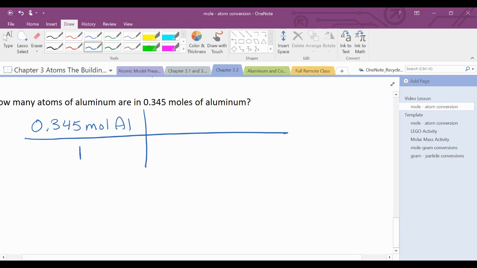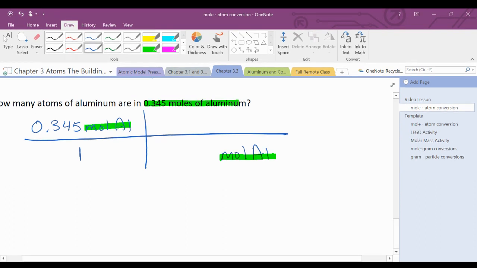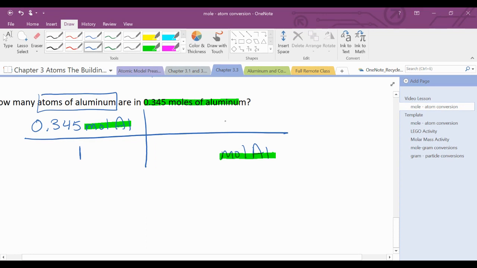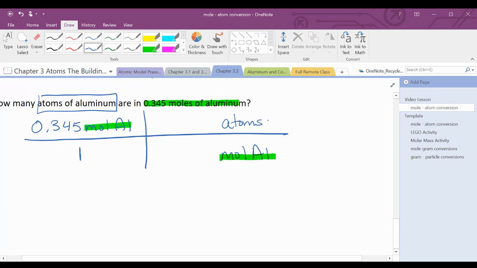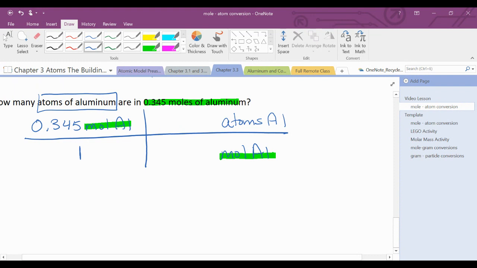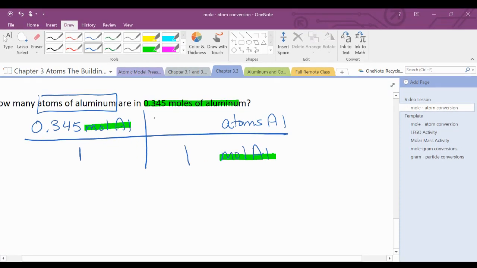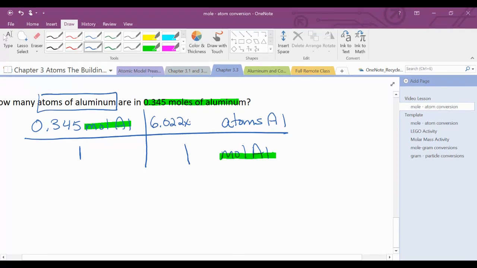These units, moles of aluminum, so this unit here, I move down. So they should match. Because that's what I have here. What I'm asked for is how many atoms of aluminum. So those units go on the top. Looking at my units, atoms and moles, it's Avogadro's number. And that definition is wherever the unit's mole is, 1 mole of aluminum is 6.022 times 10 to the 23rd atoms of aluminum.